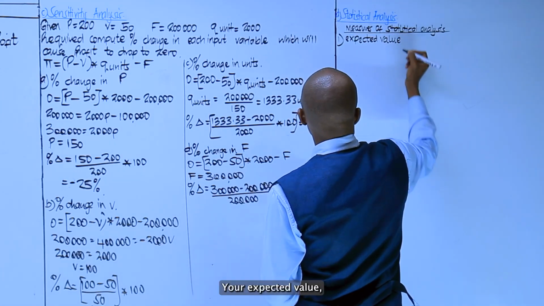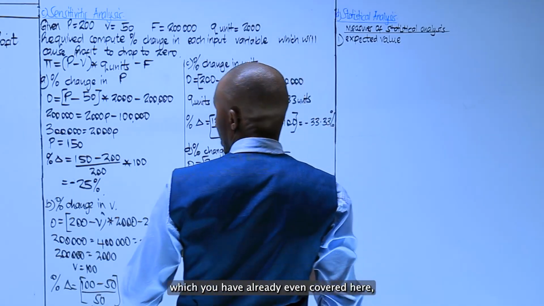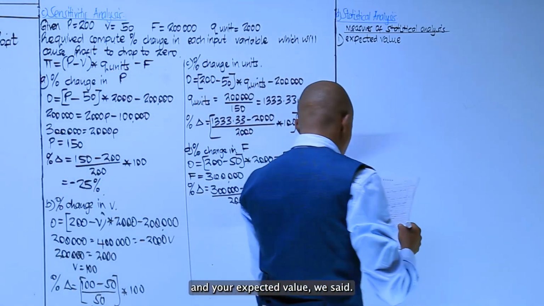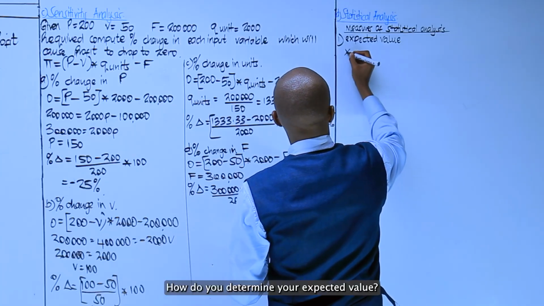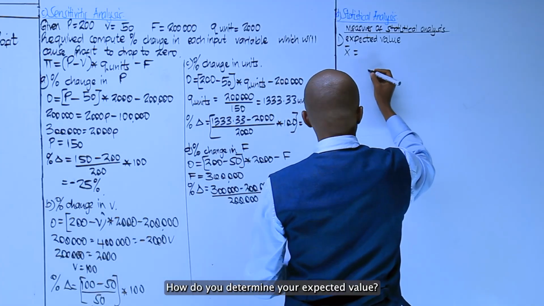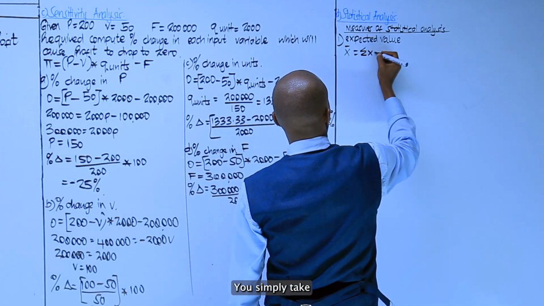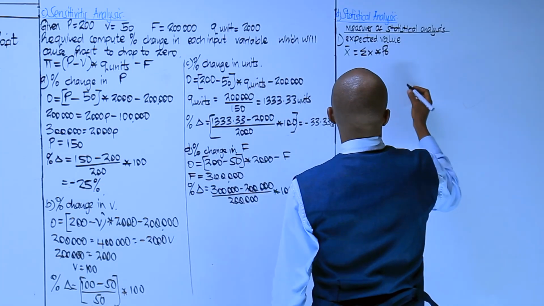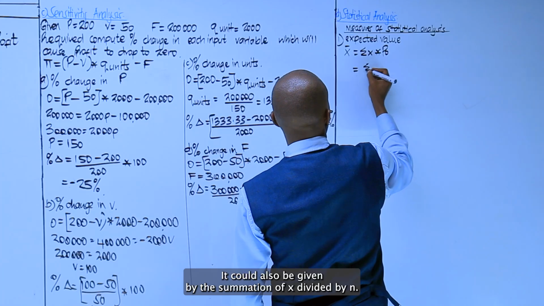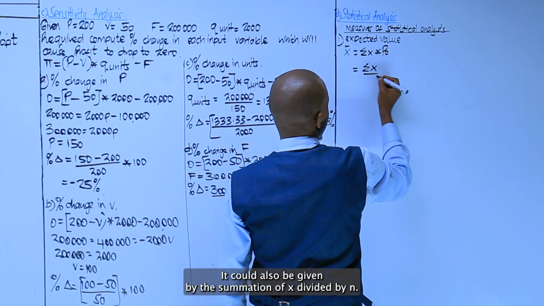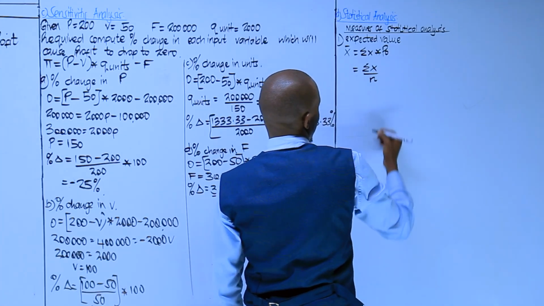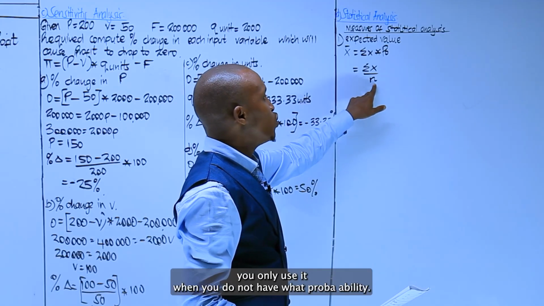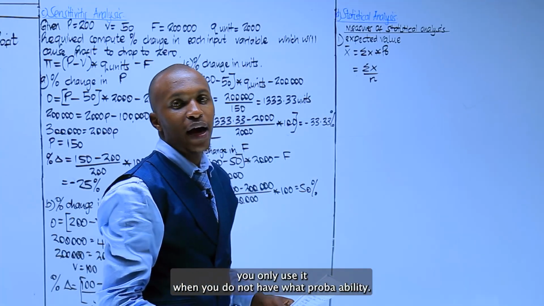Your expected value, which we have already covered, we said, how do you determine your expected value? You simply take X and multiply by probability. It could also be given by the summation of X divided by N. So the second formula is only used when you don't have probability.